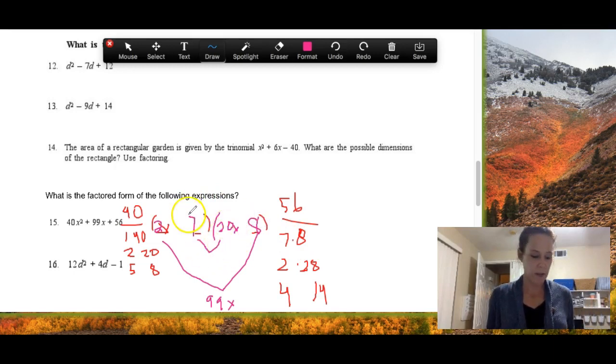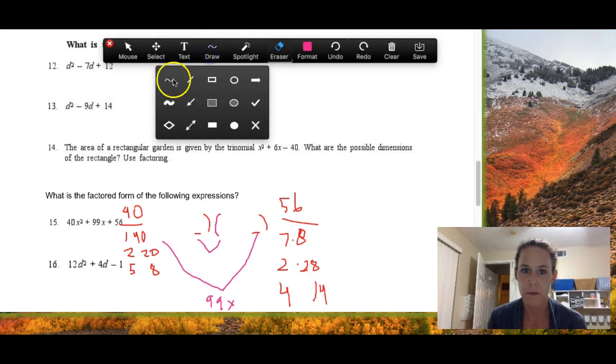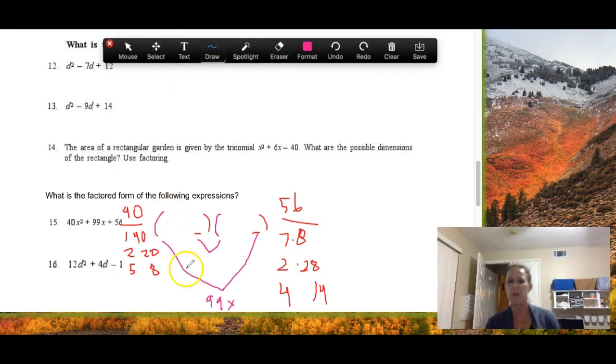Now I'm going to do my inner terms. Well, 7 times 20 is going to be 140. That's pretty big. And then 2 times 8 is going to be 16. Well, 140 and 16 aren't going to give me 99, so let's not pick those. All right, let's try again. Let's erase that first one. So 2 and 20 didn't work with 7 and 8.